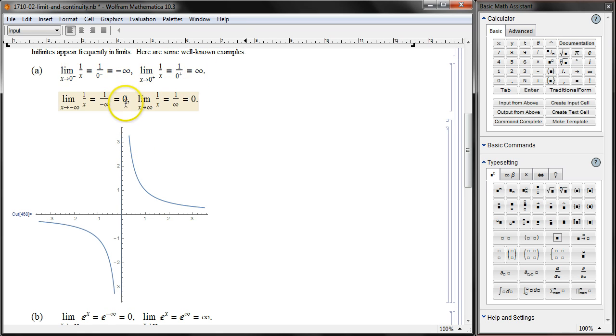How about left-hand side? Left, left, left, do you see a horizontal asymptote? Yes, y equals 0. And the same thing, right, right, right, y coordinate is going to 0. So vertical asymptote, horizontal asymptote.